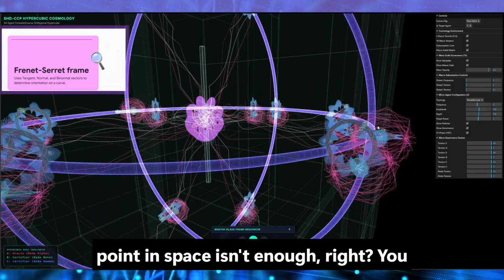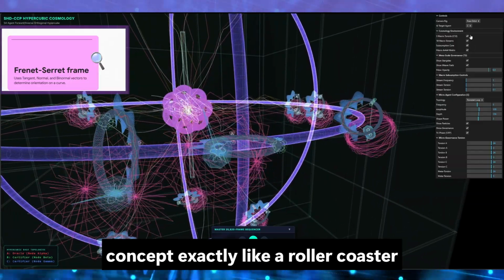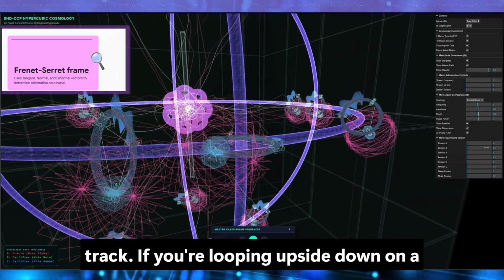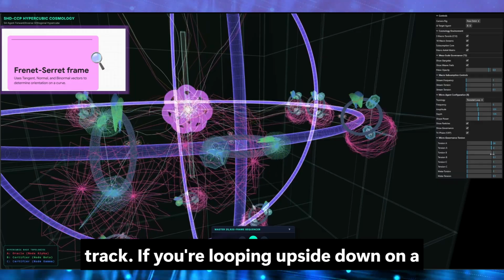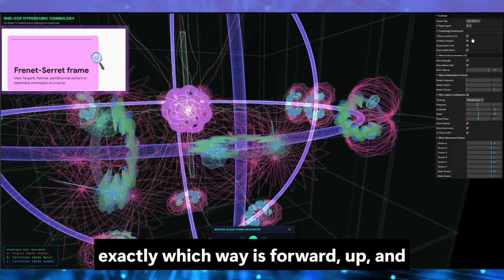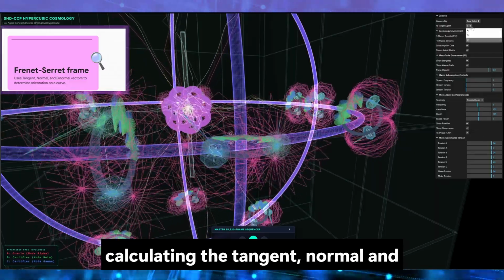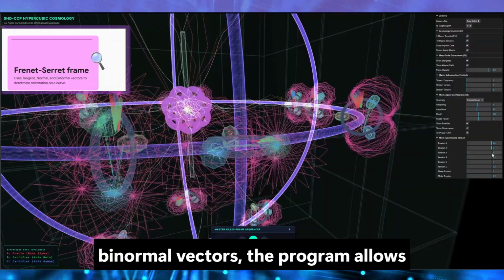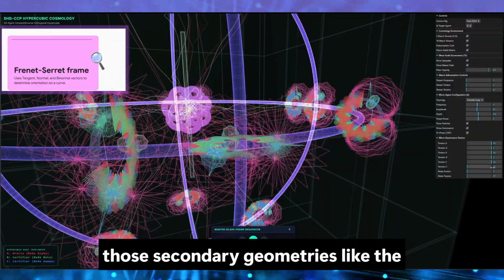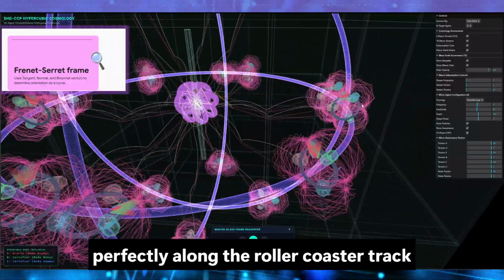But here's the catch. Just knowing a point in space isn't enough, right? You need orientation. Think of this next concept exactly like a roller coaster track. If you're looping upside down on a twisted knot, the code needs to know exactly which way is forward, up, and right at that specific microcurve. By calculating the tangent, normal, and binormal vectors, the program allows those secondary geometries, like the governance cages we just talked about, to twist perfectly along the roller coaster track without breaking.